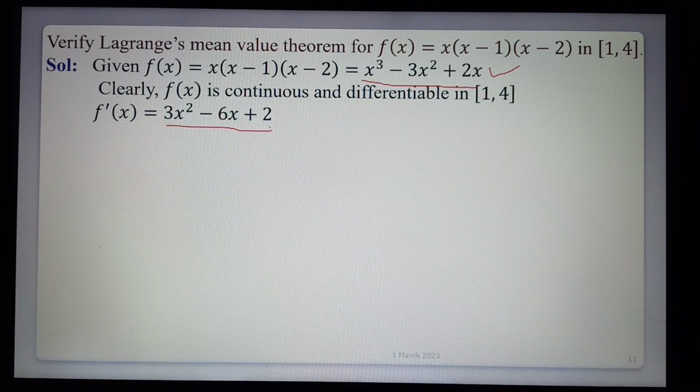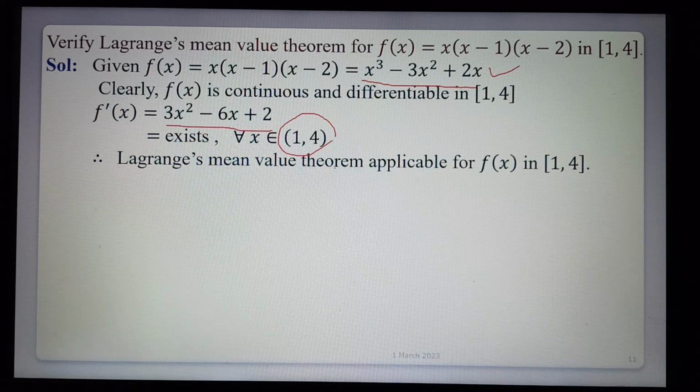It exists for all points between 1 and 4. At every point between 1 and 4 it exists. So clearly the function is continuous and differentiable, so Lagrange's theorem is applicable. Lagrange's mean value theorem is applicable for f of x in the closed interval [1, 4].